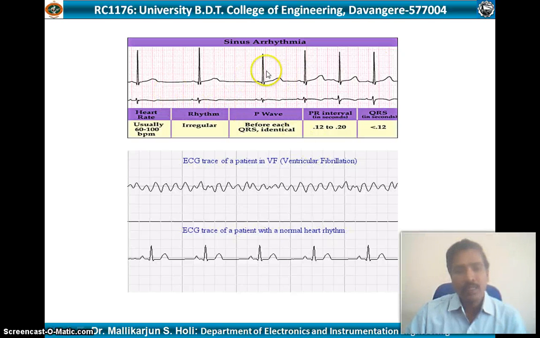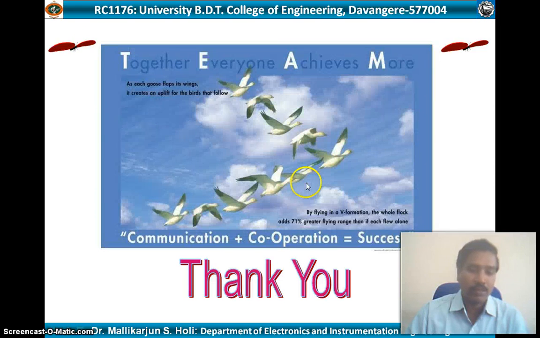This is another pattern. You can see this is ventricular fibrillation, a condition in which there is asynchronous contraction of the ventricular musculature, due to which the ECG is very, very random. And this is the trace of a normal heart rhythm, and if you compare, there is a lot of disturbance, and this is a very fatal condition. If the ventricular fibrillation persists for 2 to 3 minutes, it may lead to a fatal condition. Using a defibrillator, you can overcome this particular situation.